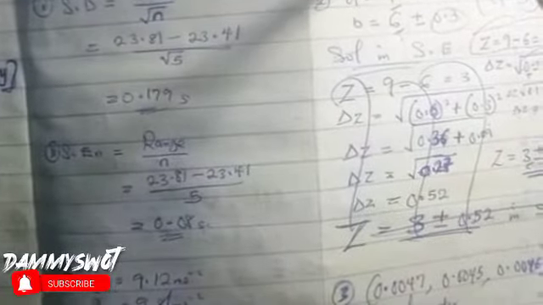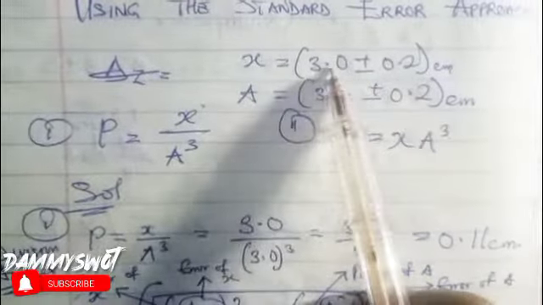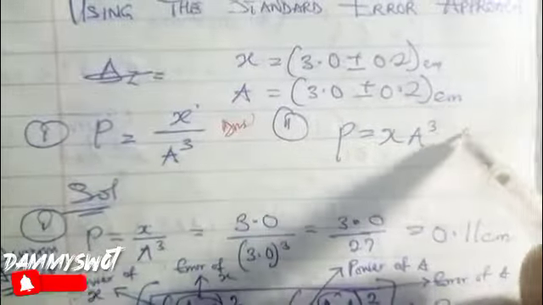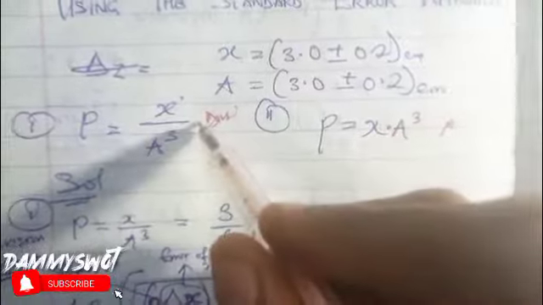So now let me quickly explain the multiplication and division aspect of it. For multiplication and division, using the standard error approach, this is the question: this is division, this is multiplication. So we know when we have dots here and when we have divide here.